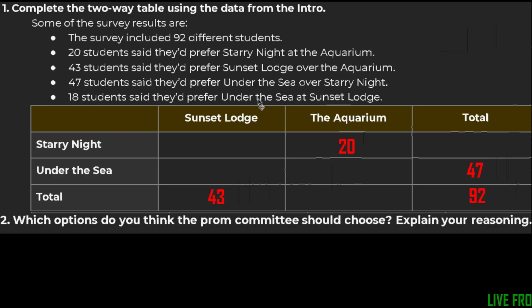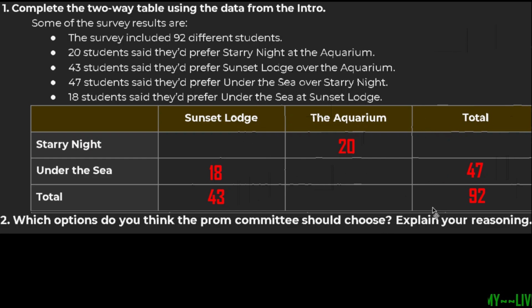And then 18 students said they prefer Under the Sea at Sunset Lodge. So that's a very specific thing. That's an example of an intersection similar to the 20. It's very specific. It's saying Under the Sea and Sunset Lodge. So 18 goes there. And so what you notice is, how can we get some of these values in it?